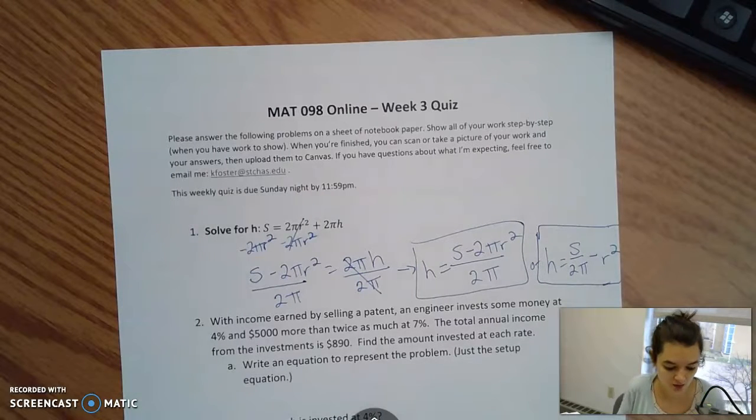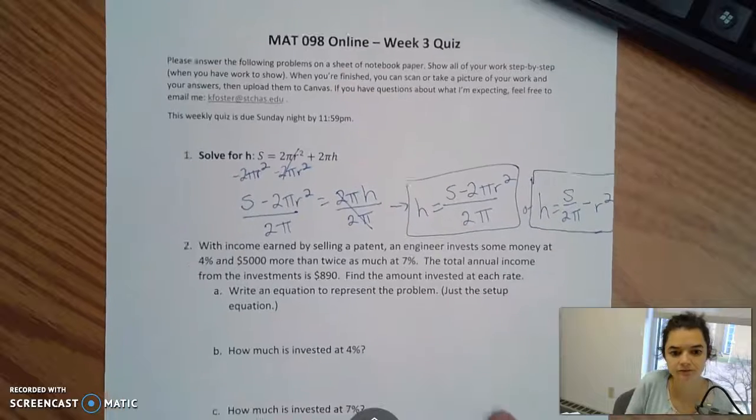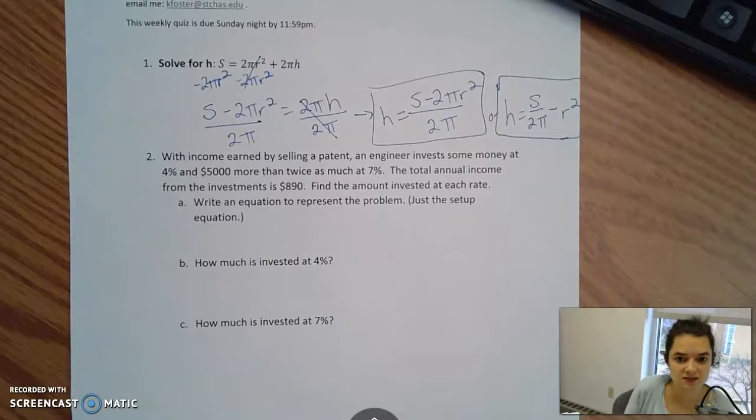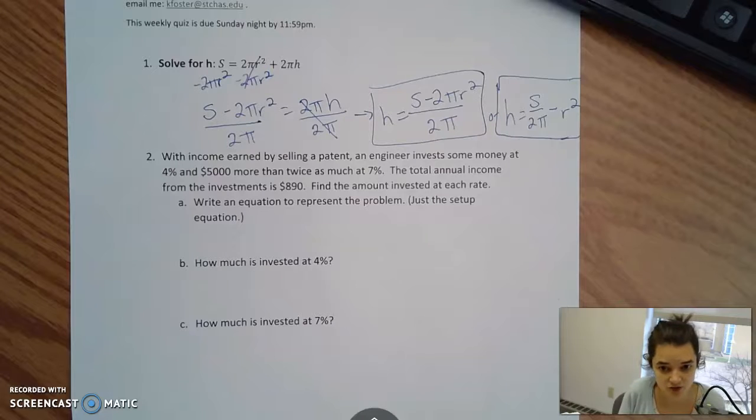Then we move into our word problem. With income earned by selling a patent, an engineer invests some money at 4% and $5,000 more than that, and twice as much at 7%. The total annual income from the investments is $890. Find the amount invested at each rate.